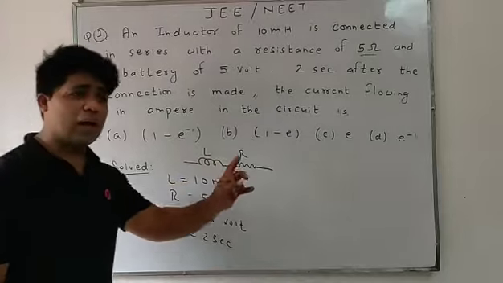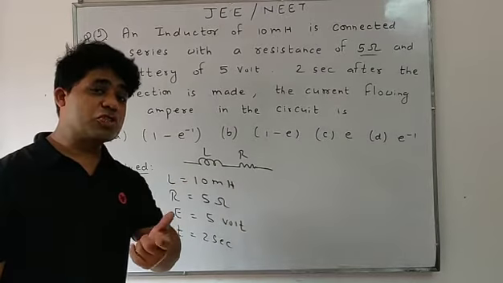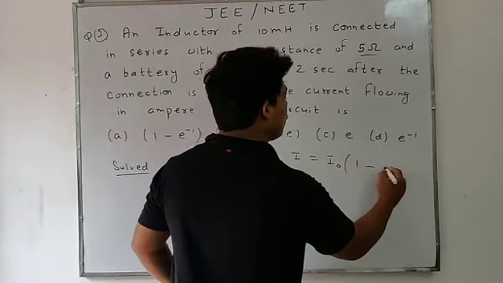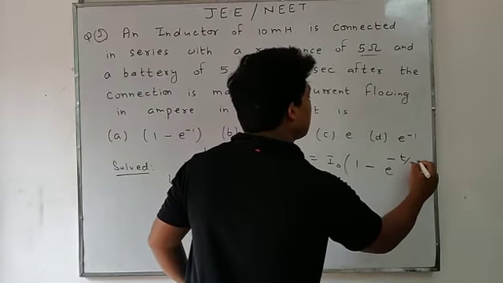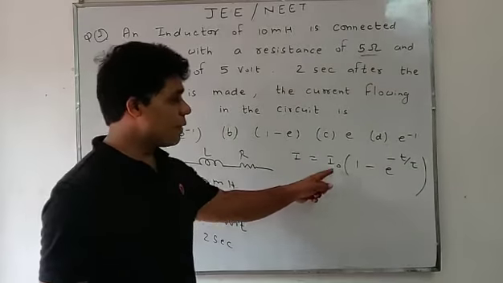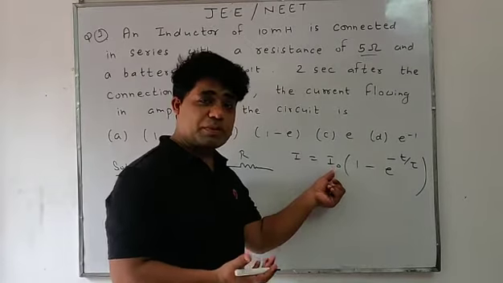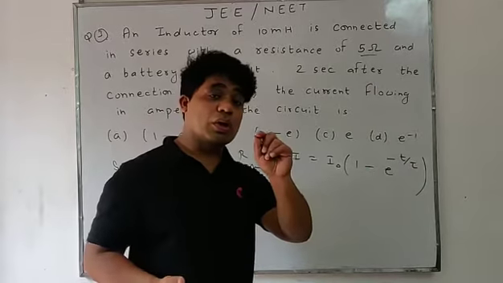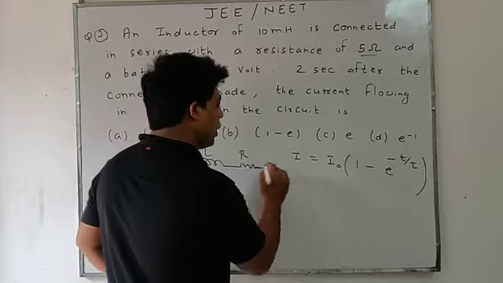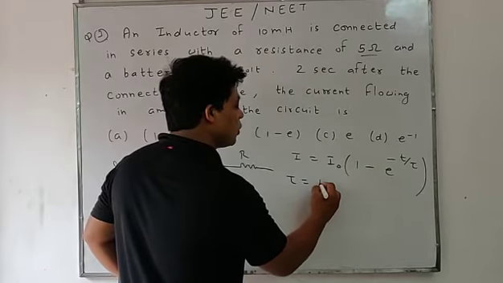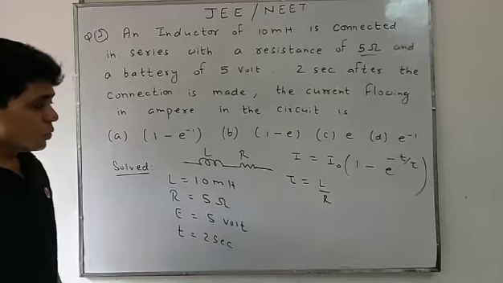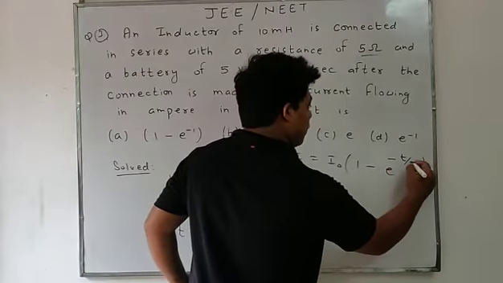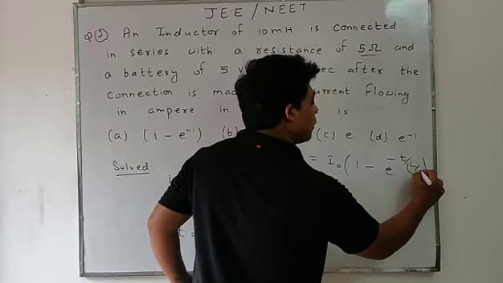We know students, for an LR circuit, the relation between current and time is I equals I naught times (1 minus e to the power minus t by tau). I naught is the maximum current, I is the current, e is the logarithm base, t is the time, and tau is called the time constant. For L and R, the value of tau is L by R.